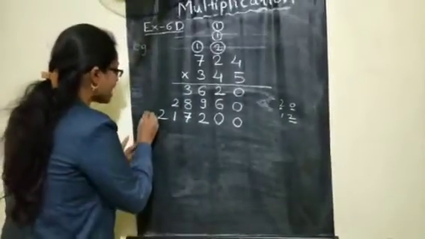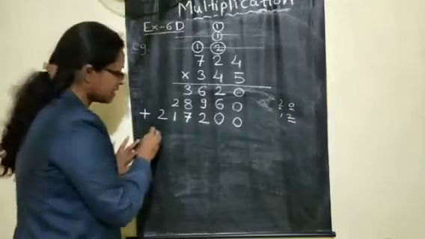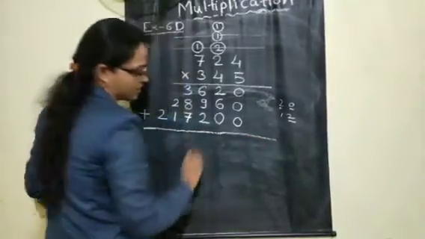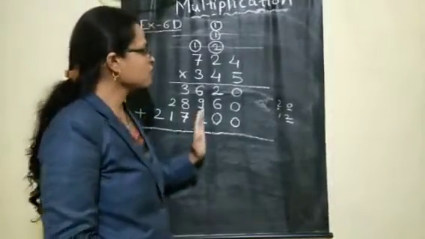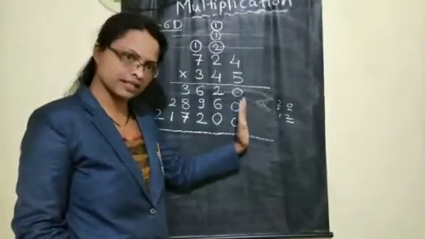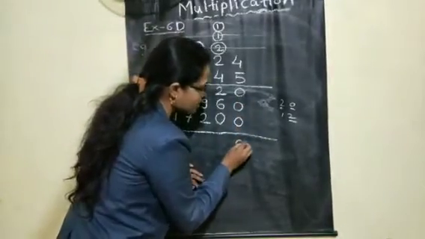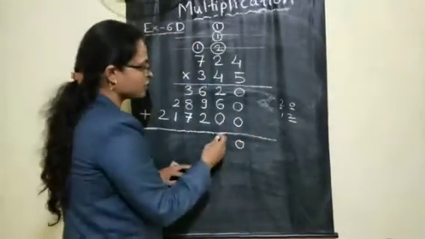Now let us add this. So you are putting here a plus sign. And now all these numbers we have to add. Okay, children. Now always do the addition from the back side. That is from the ones place only. So 0 plus 0 plus 0. How much are you getting? 0. Now let us move for the tens place.